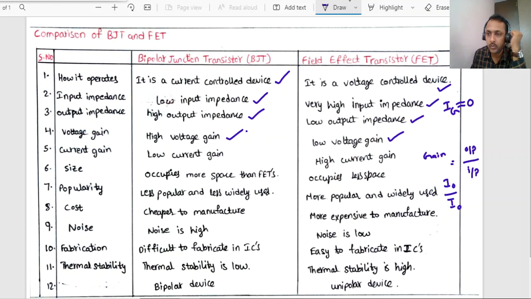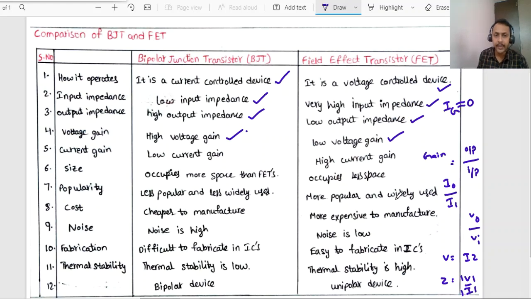If it is voltage gain, output voltage divided by input voltage. Voltage gain, output voltage by input voltage; current gain, output current by input current. Impedance, the ratio of V equals IZ. The impedance Z is given by the voltage divided by current, mod V divided by mod I, will give you the impedance. Like this, these parameters are to be highlighted.